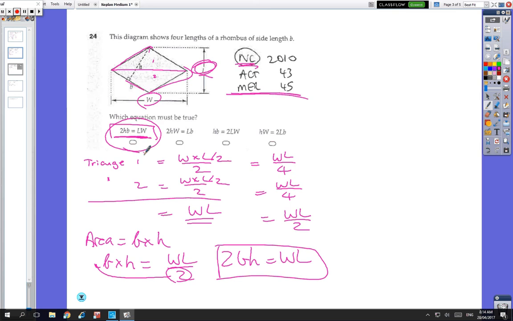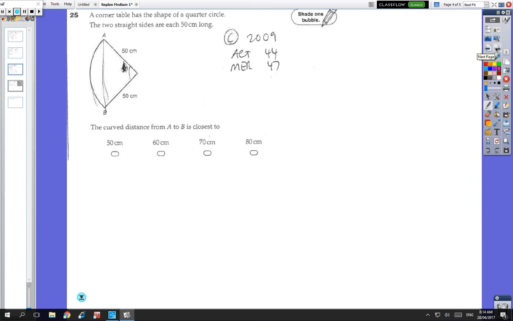Okay, so coming across, I've got a table in the shape of a quarter circle, so that means that that angle there is going to be 90 degrees. And I've got 2 straight sides, 50-50, and I'm trying to find that distance there, and I've got a calculator. Okay, so this is going to be a calculation involving a right angle triangle, and you should remember Pythagoras. So have a go, and when you come back, we'll have a look at the question.